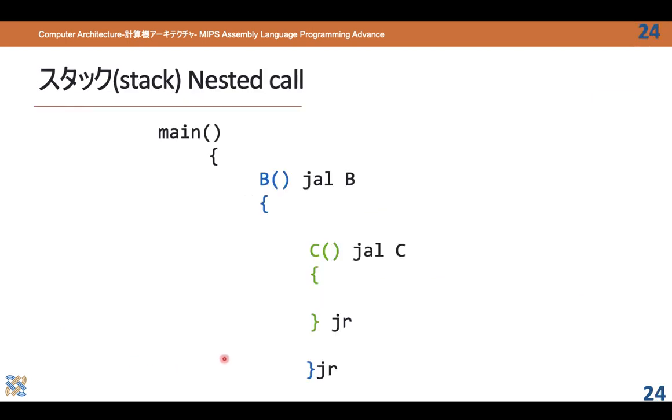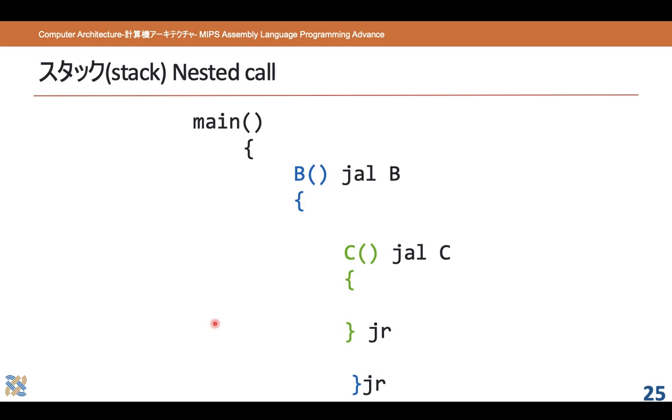Well, here's an example. The caller main calls the callee B, so it executes jump and link B. Inside B, it calls C, so it executes jump and link to C. Then it returns from C, and again returns from B. This is the structure of a nested function call. Now we're going to see how we can handle this nested call, using all the variables, with our stack.